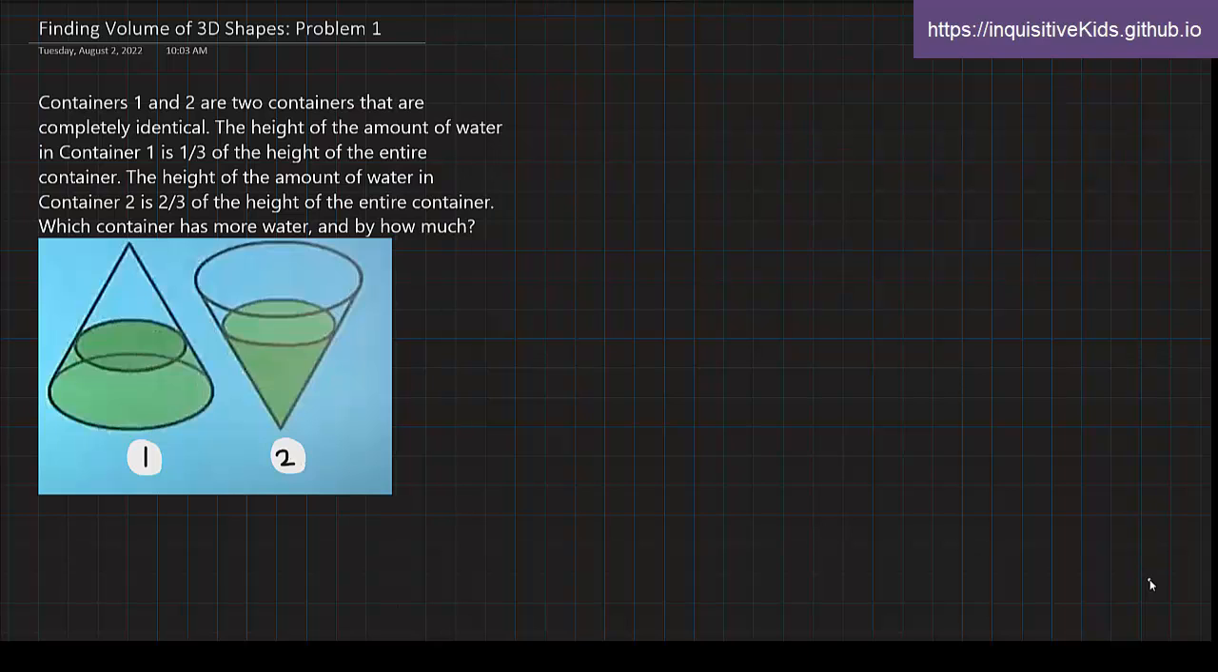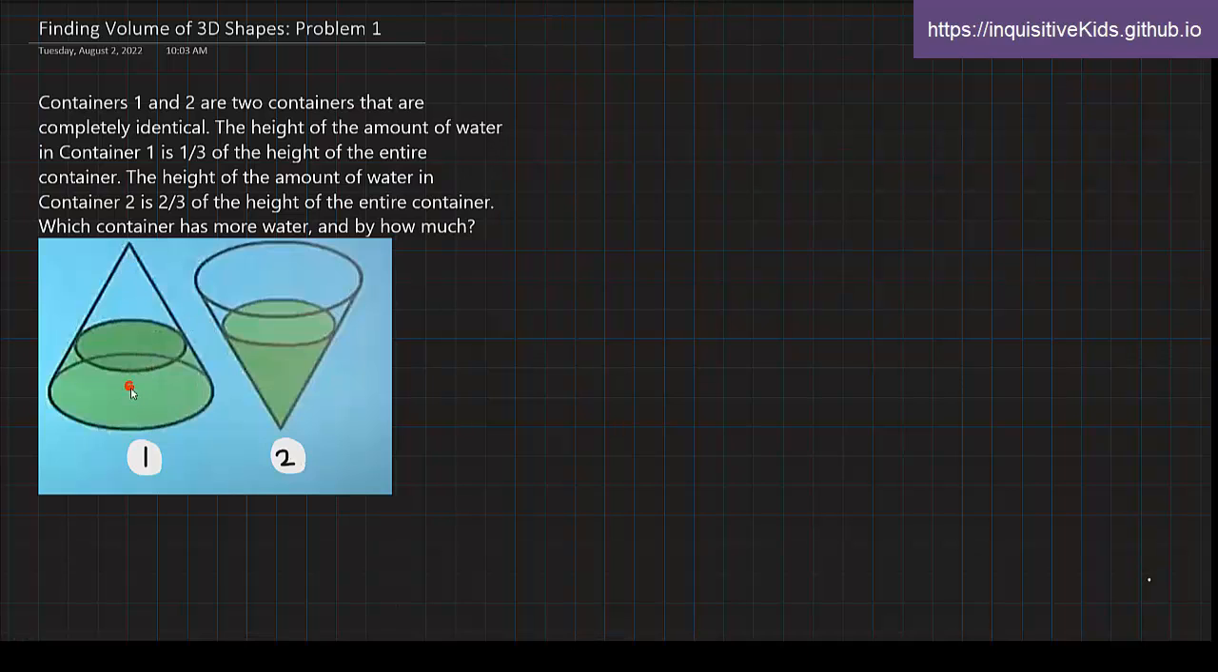Alright, so after reviewing some of the basic 3D shapes that we're going to be using, let's look at our first problem. Problem 1. Containers 1 and 2 are two containers that are completely identical. The height of the amount of water in container 1 is 1/3 of the height of the entire container. Okay, so let's stop right there and put down what we know.